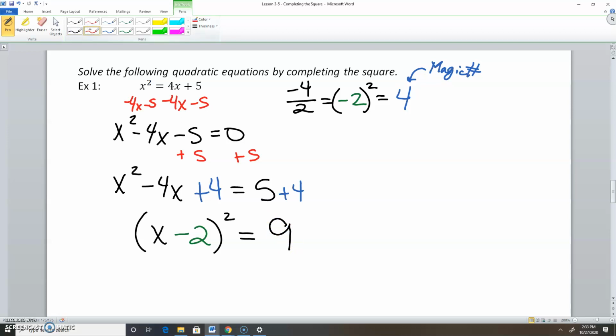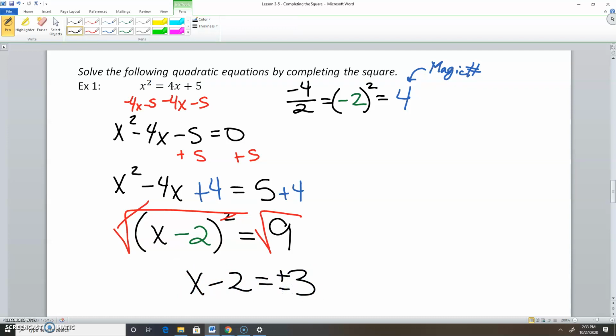So now I just need a square root to get rid of that squared. Square root will get rid of that squared. I have to square root this side as well. So I end up with x minus 2 equals, a lot of you guys are going to say 3, but it's not just a 3. You are correct, it's a 3, but it is a plus or minus 3. So I've got x minus 2 equals plus or minus 3.